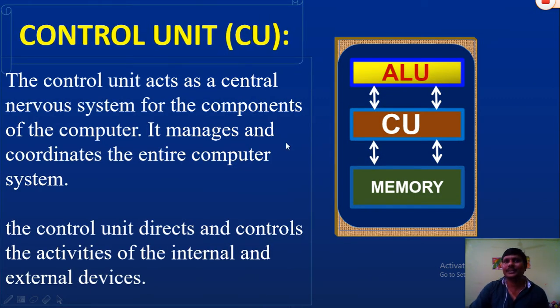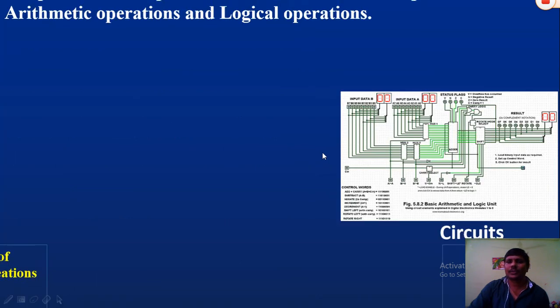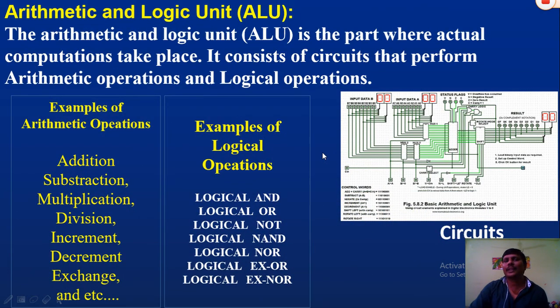The next unit is the control unit. This control unit acts as the central nervous system for all the components. It manages and coordinates all the components of the system, and also it controls all the activities of the internal and external devices. It is placed between the ALU block and the memory block only. That's why it is called a coordinator.